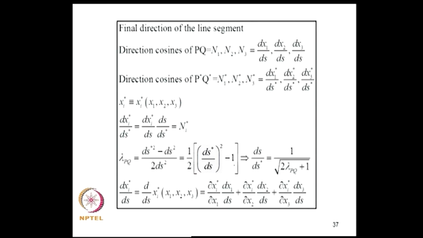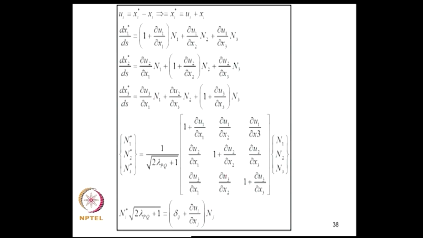Now, lambda PQ is given by this, and from this I can manipulate and obtain ds by ds star to be given by this. So, dxi star by ds therefore is obtained in this form. By writing for displacements we can write the 3 equations dx1 star by ds, dx2 star by ds, etc. in this form, and consequently by rearranging these terms I get the direction cosines of the line segment in the deformed configuration in terms of the direction cosines in the undeformed configuration through this matrix. This is important in the definition of shearing strain.